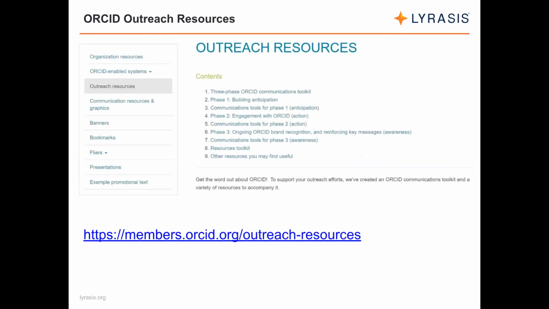So if you go to the ORCID Outreach Resources page, you'll find a number of items on the left side of the screen, such as banners, bookmarks, and flyers that can be printed out, and presentation slides that can be used, and even sample promotional text. Included on this page is also a 3-phase communication toolkit that provides guidance for 3 phases of ORCID outreach.